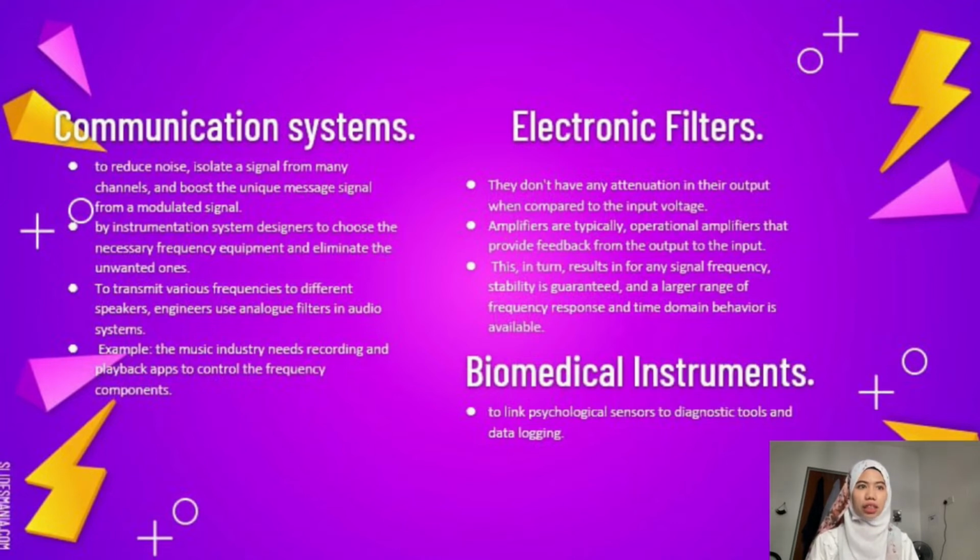To transmit various frequencies to different speakers, engineers use an analog filter in audio systems. For example, the music industry needs recording and playback apps to control the frequency components. The second is electronic filters that use active components such as amplifiers, known as active filters. They don't have any attenuation in their output when compared to the input voltage. Amplifiers are typically operational amplifiers that provide feedback from the output to the input.